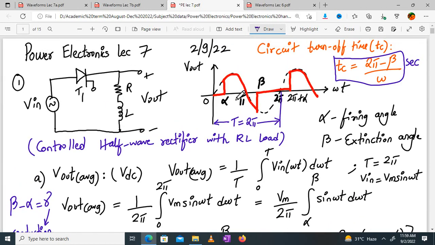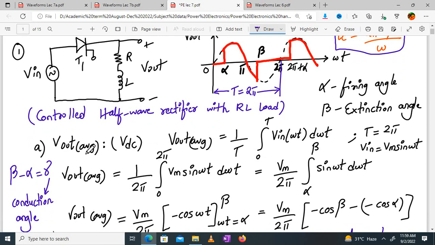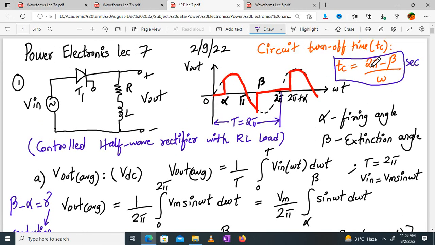So let me revise in a few seconds what we did so far. We have revisited the circuit of the controlled half wave rectifier with RL load, and from the output waveform we have analyzed the expressions of V out average, V out RMS and I out average, and we have also defined the circuit turn off time and the conduction angle. Now, based on this data, we will solve the numerical on it. So write down numerical.